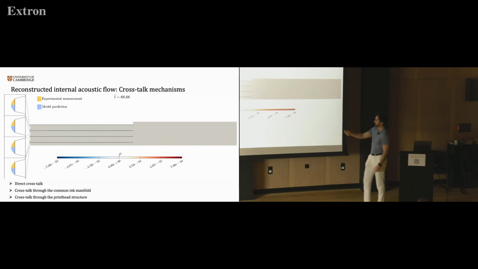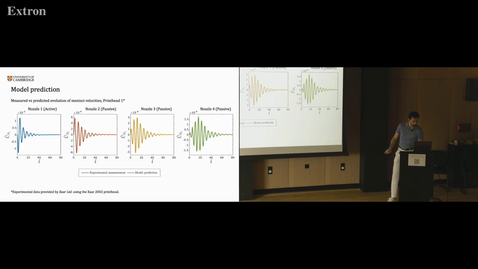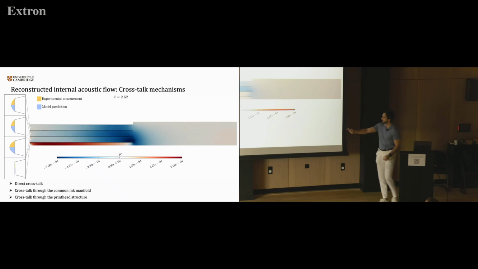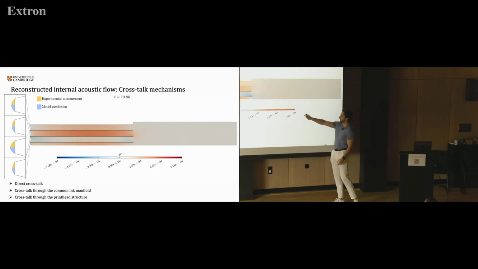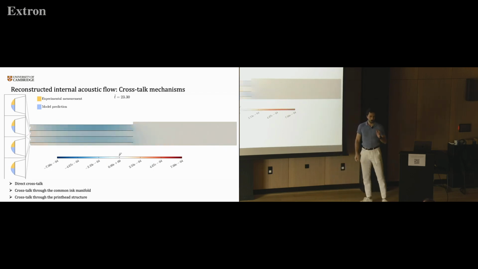Then we have crosstalk. I will play it again. We also have crosstalk through the common ink manifold. So waves go from the microchannels to this manifold, and from this manifold to the other microchannels. And finally, we can also quantify crosstalk from the printhead structure.